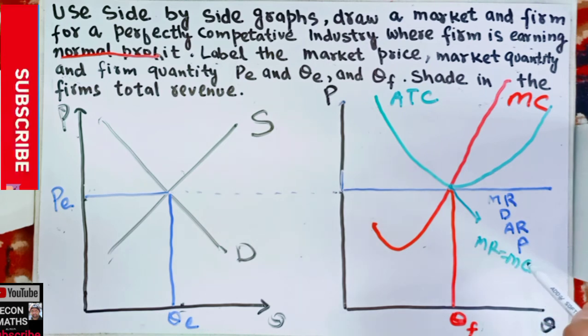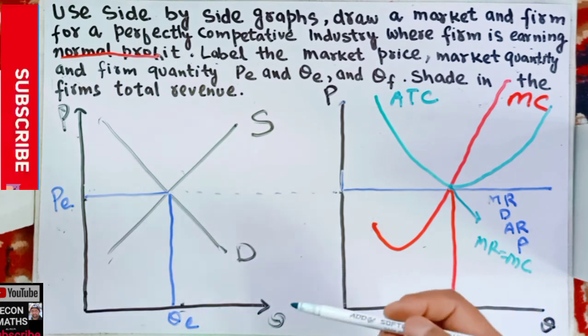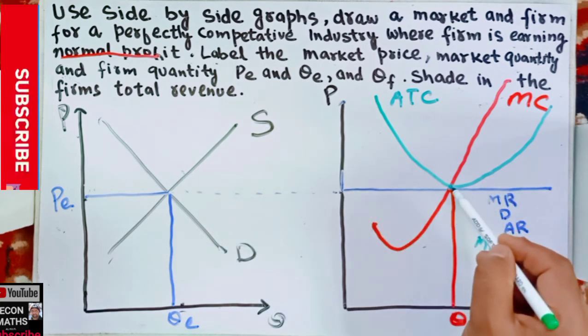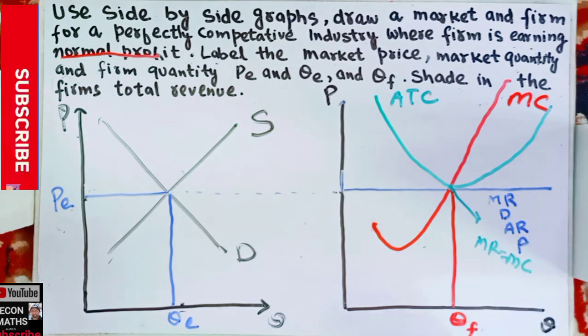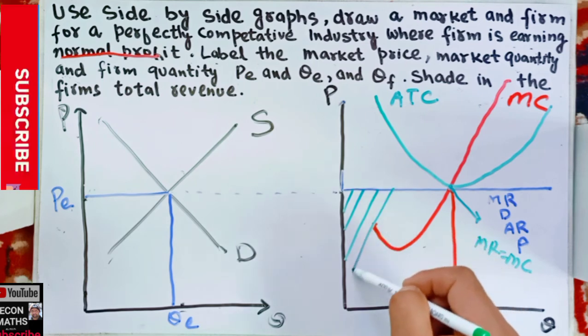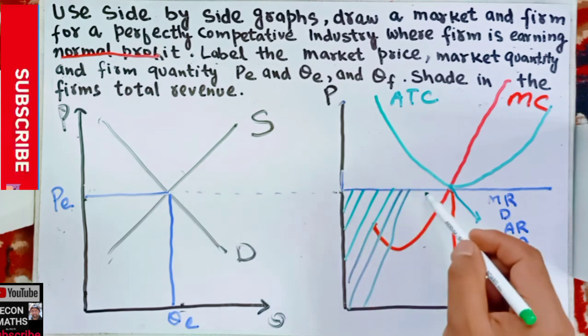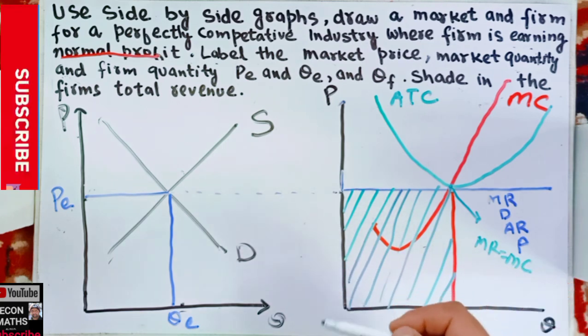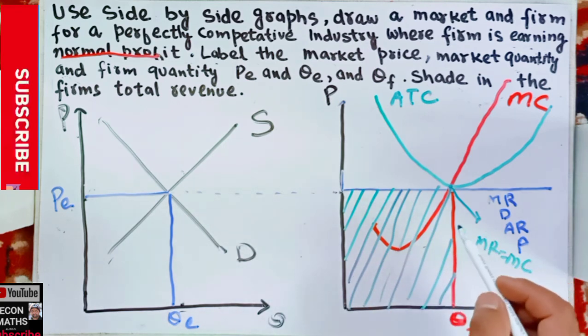Now finally we have to shade the total revenue. The total revenue is equal to the average revenue times the equilibrium quantity. So this box represents the total revenue for the firm here, which earns the normal profit, which is the zero economic profit.